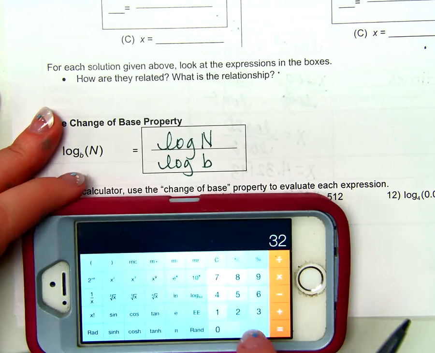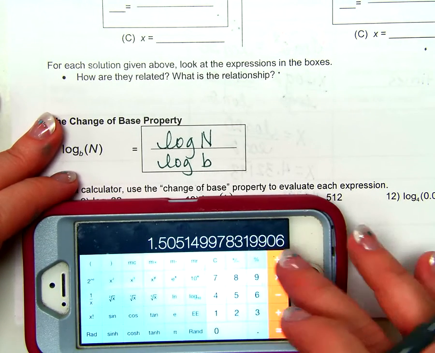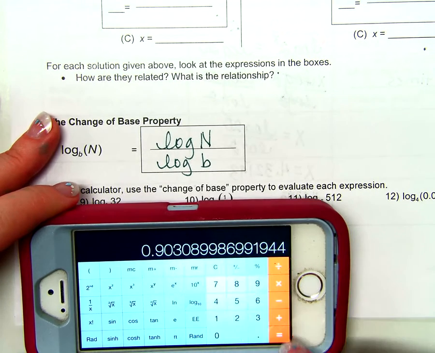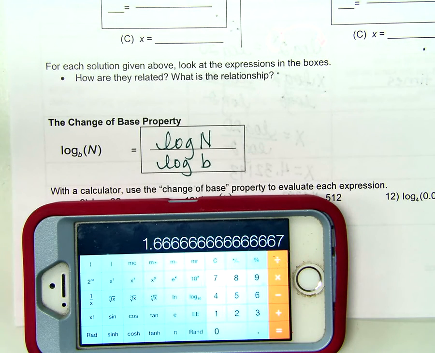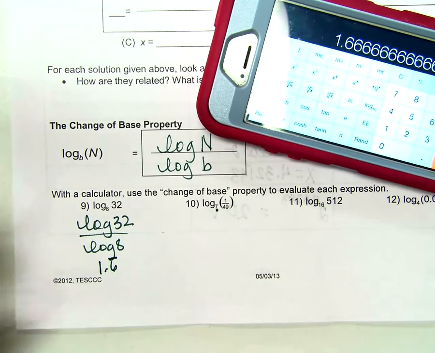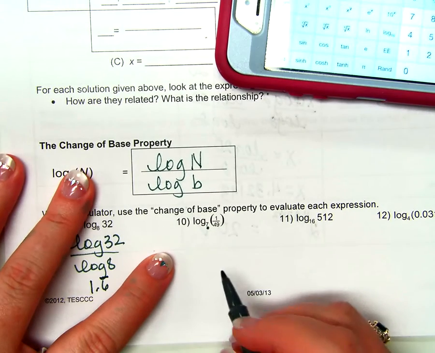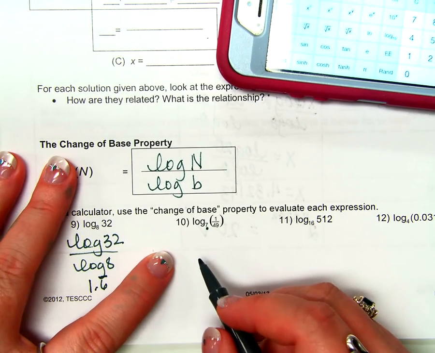So log of 32, is that what I said? Divided by log of 8. 1 2/3. Or 1.6 repeating. Right? What about this one? How would I write the change of base formula for this?